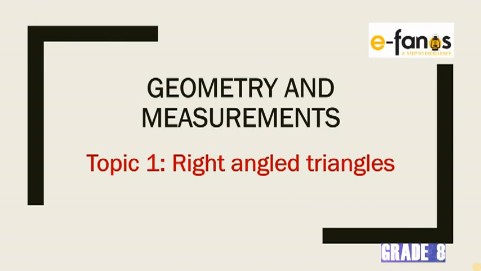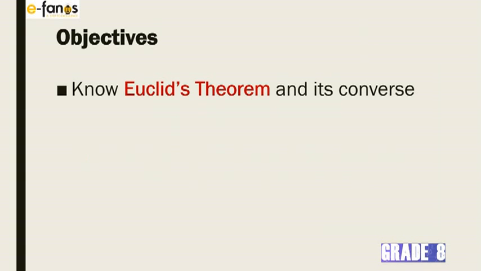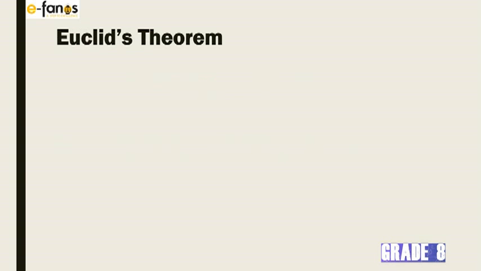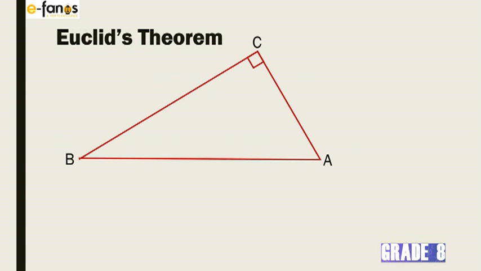Unit 7, Geometry and Measurements. Topic 1, Right-angled triangles. The objectives for this topic are to know Euclid's theorem and its converse, and to know Pythagoras' theorem and its converse. We'll start with Euclid's theorem.